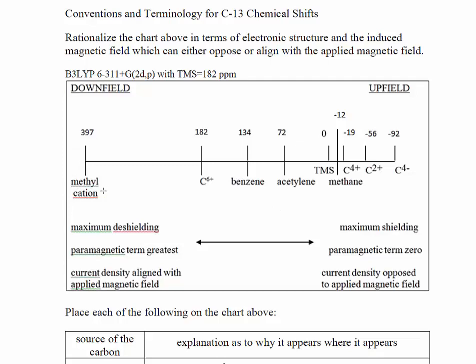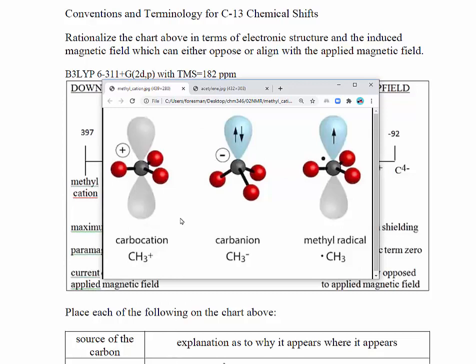You find, let's look at the extreme, try to explain that. Methyl cation is at the far extreme, well downfield from TMS. And the explanation for that is that if you look at methyl cation, here we see it at the left, carbocation CH3+. What is that? The hybridization at that carbon is an sp2 hybridized orbital, making bonds to the hydrogens. But then there would be one unhybridized p orbital that wouldn't have any electrons in it.